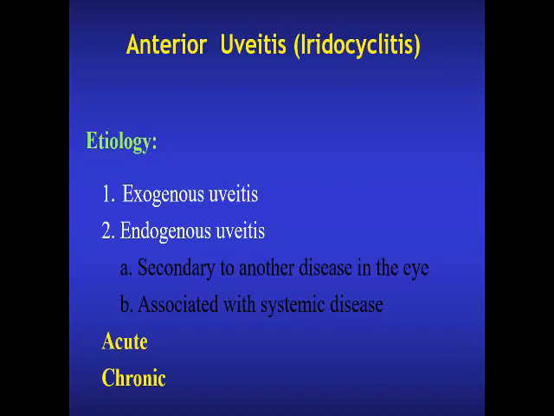What are the etiologies of the anterior uveitis or iridocyclitis? Either exogenous uveitis or endogenous uveitis, secondary to another disease in the eye or associated with systemic disease. And according to its course, it can be divided into acute and chronic uveitis.